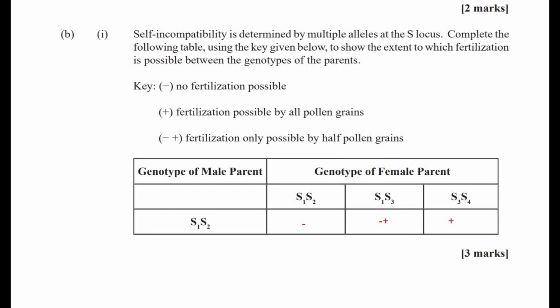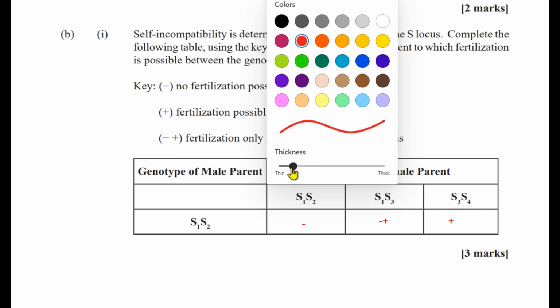Alright, so this next one here, a little tricky, but not too bad. Self-incompatibility is determined by multiple alleles at the S locus. Complete the following table using the key given, right? So a minus means no fertilization is possible, a plus means fertilization is possible, a minus and a plus means only half. So here we have S1, S2 is the genotype of the male parent.